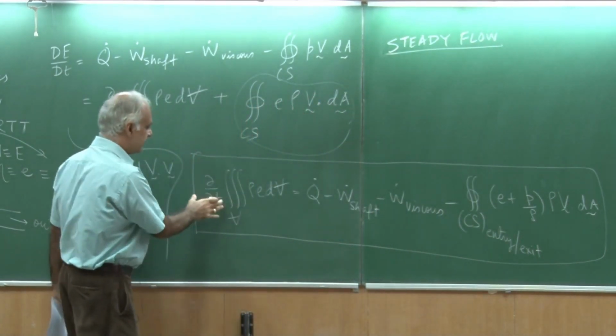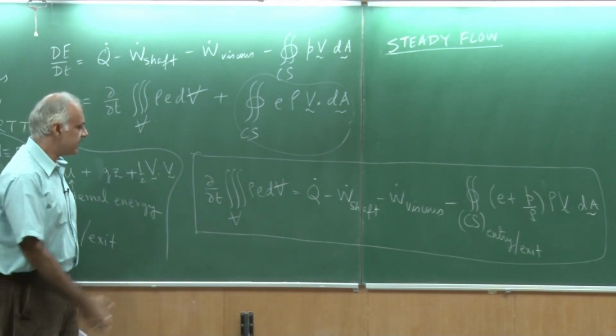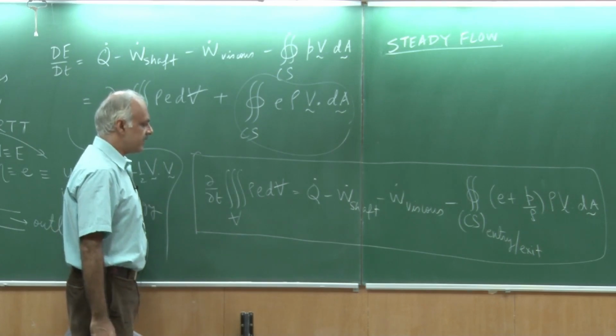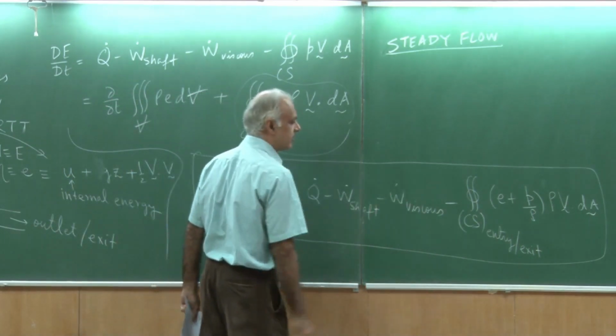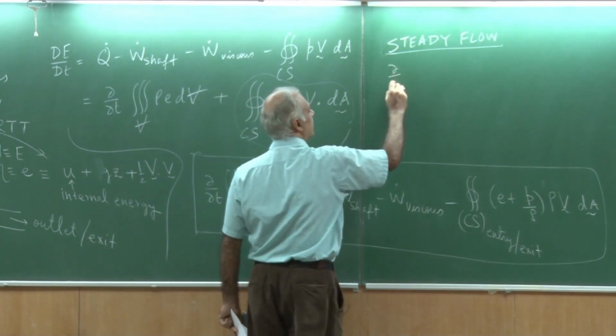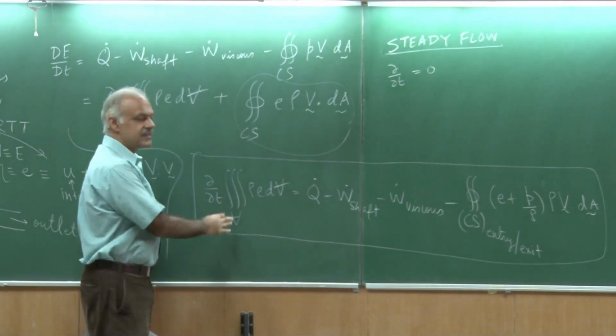Of course, when the flow is steady, then the rate of change of the energy inside the control volume disappears, and then we would have simply these terms remaining over here. Okay. So I would simply write here that this implies del by del t is 0. So then we can simplify this equation.